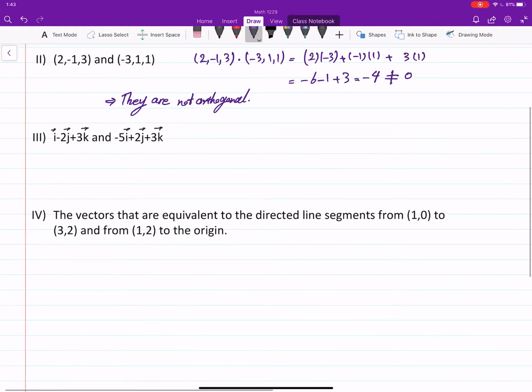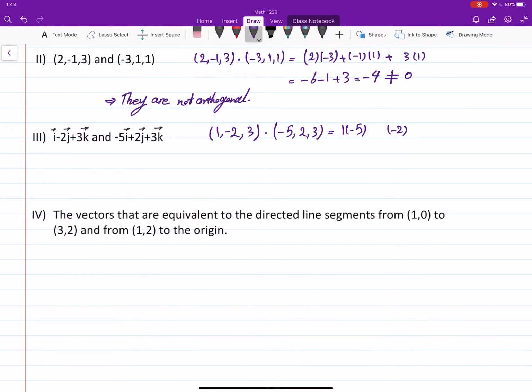For the third example, the vectors are given in ijk form. So we first find their component form: (1, -2, 3). The other one is (-5, 2, 3). We take the dot product. So there is 1 times -5, -2 times 2, and 3 times 3, and add them. This gives us -5 minus 4 plus 9, which is 0. The dot product is 0, so then they are orthogonal.